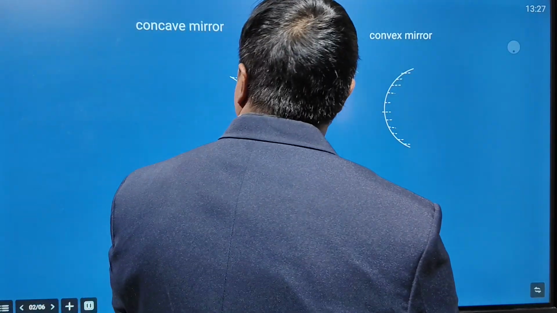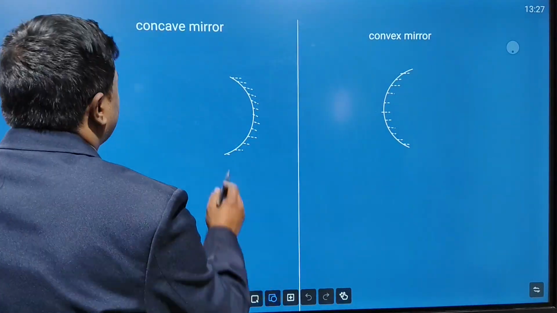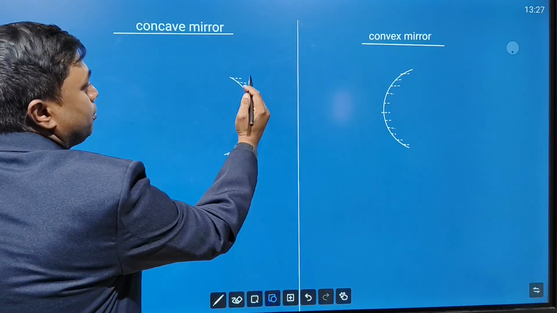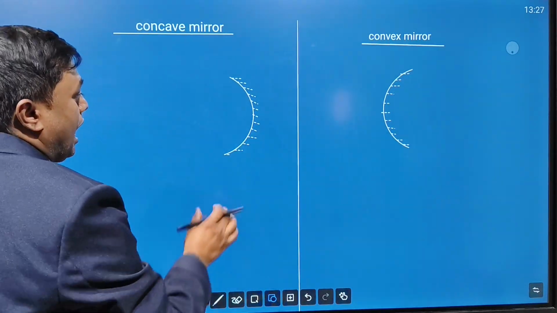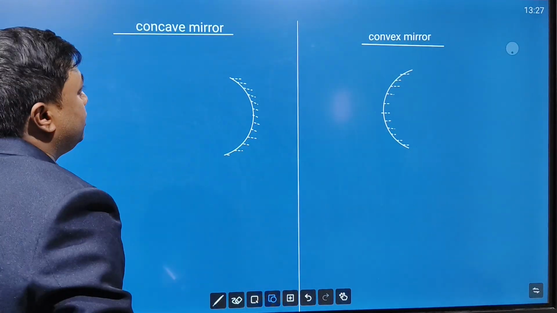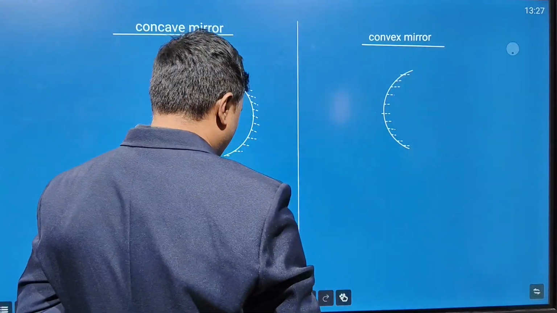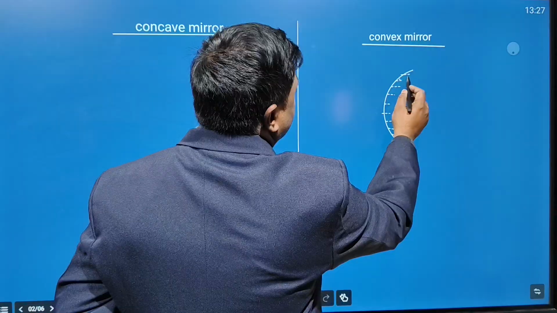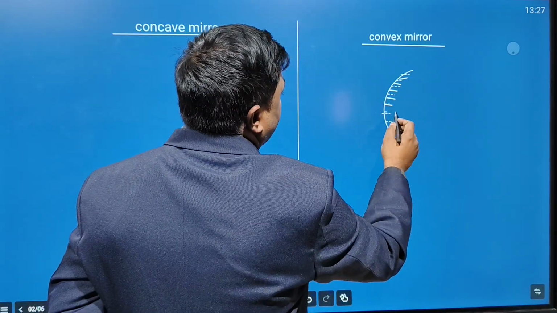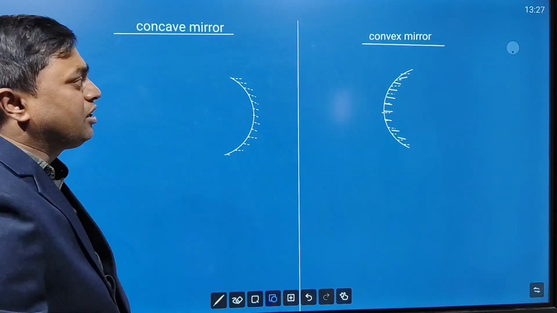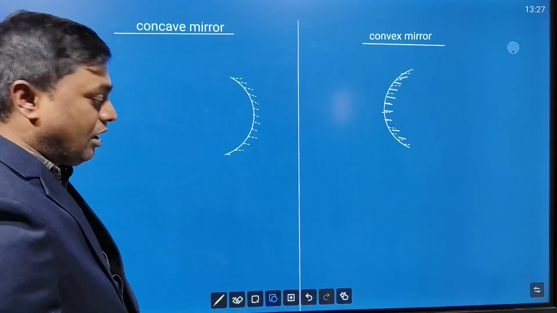Next, we talk about the concave mirror and convex mirror. A concave mirror is a spherical mirror whose outer part is polished and inner part is the reflecting part. Whereas a convex mirror is a mirror in which the inner part is polished, and the outer part is the reflecting part. Concave mirror is also called a converging mirror, whereas convex mirror is called a diverging mirror.